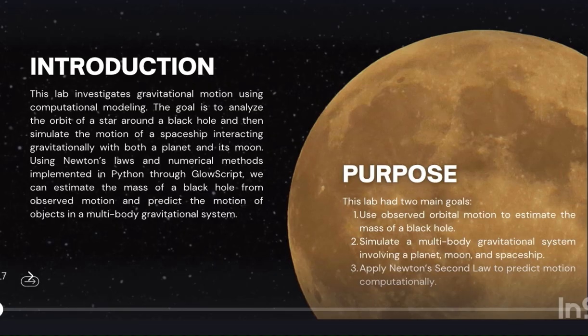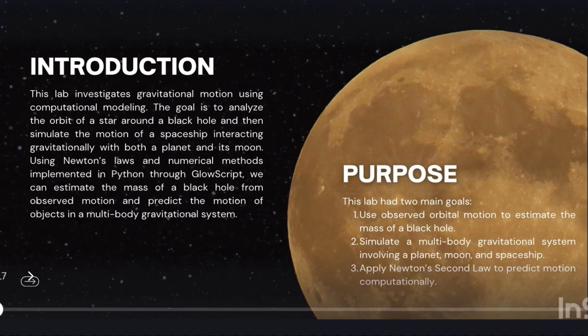So this lab investigates gravitational motion using computational modeling. The goal is to analyze the orbit of a star around a black hole and then simulate the motion of a spaceship interacting gravitationally with both the planet and its moon. Using Newton's laws and numerical methods implemented in Python through CloseScript, we can estimate the mass of a black hole from observed motion and predict the motion of objects in a multi-body gravitational system.